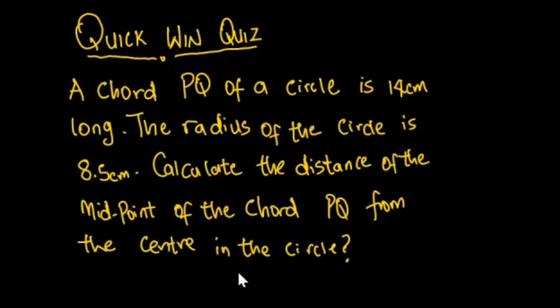So the question reads, a chord PQ of a circle is 14 centimeter long. The radius of the circle is 8.5 centimeter. Calculate the distance of the midpoint of the chord PQ from the center of the circle.